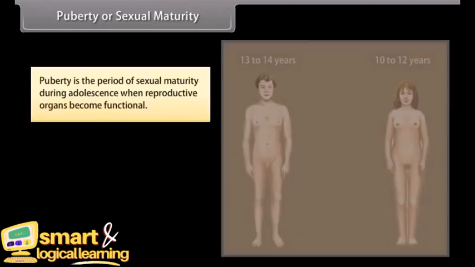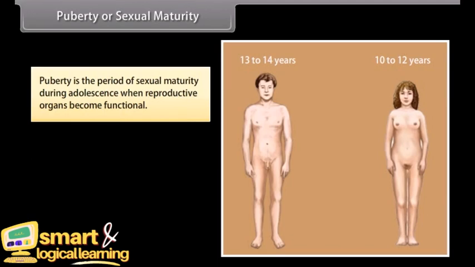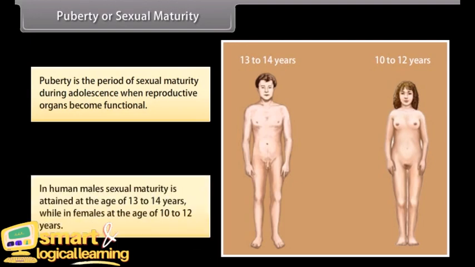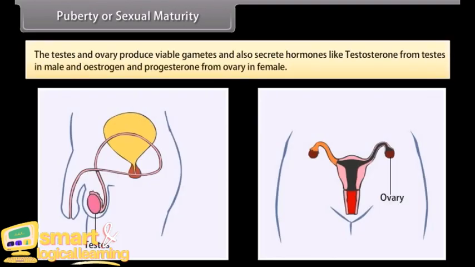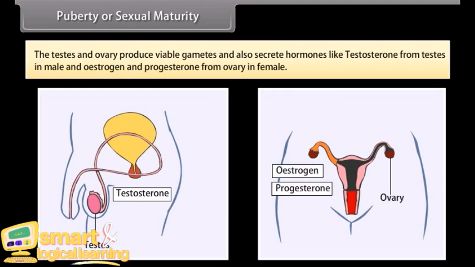Puberty or sexual maturity. Puberty is the period of sexual maturity during adolescence when reproductive organs become functional. In humans, male sexual maturity is attained at the age of 13 to 14 years, while in females at the age of 10 to 12 years. The testes and ovaries produce viable gametes and also secrete hormones like testosterone from testes in male, and estrogen and progesterone from ovary in female.